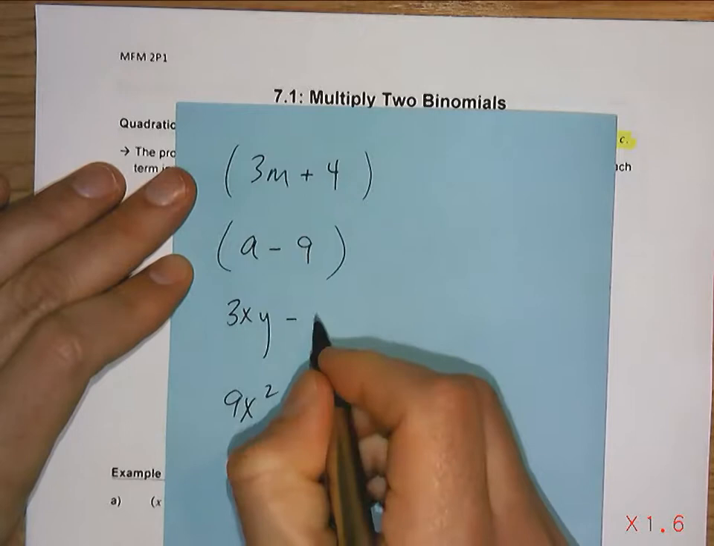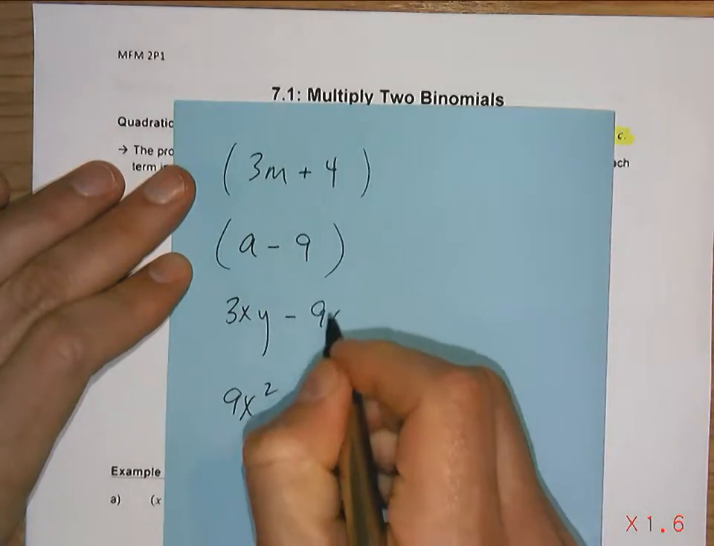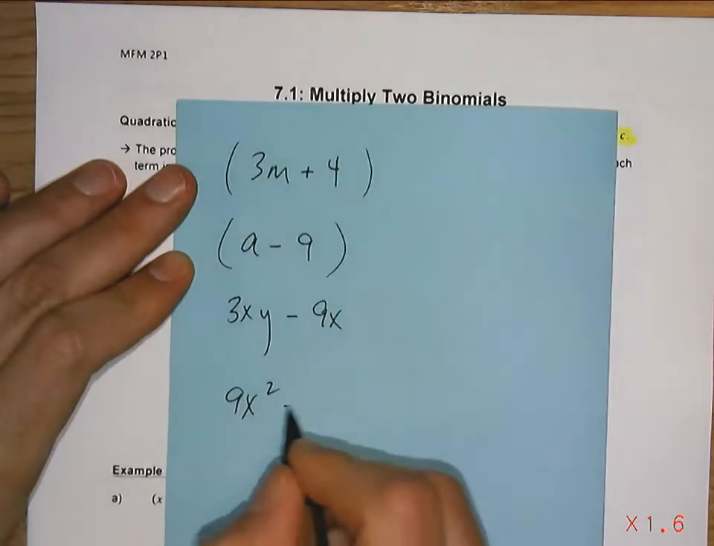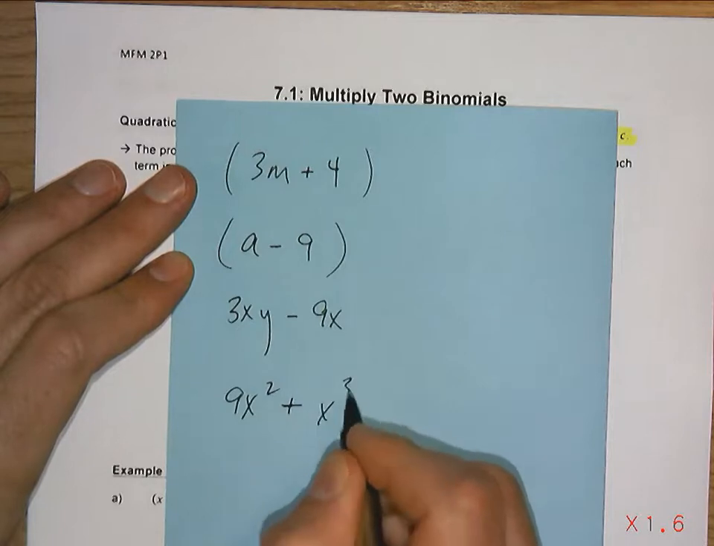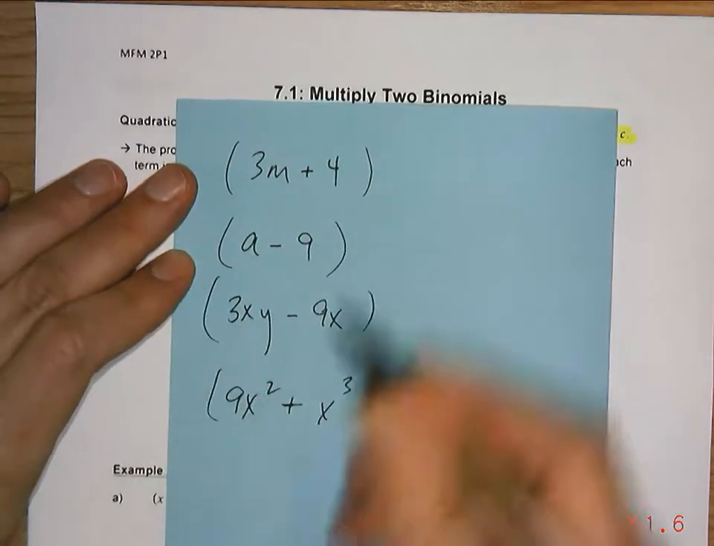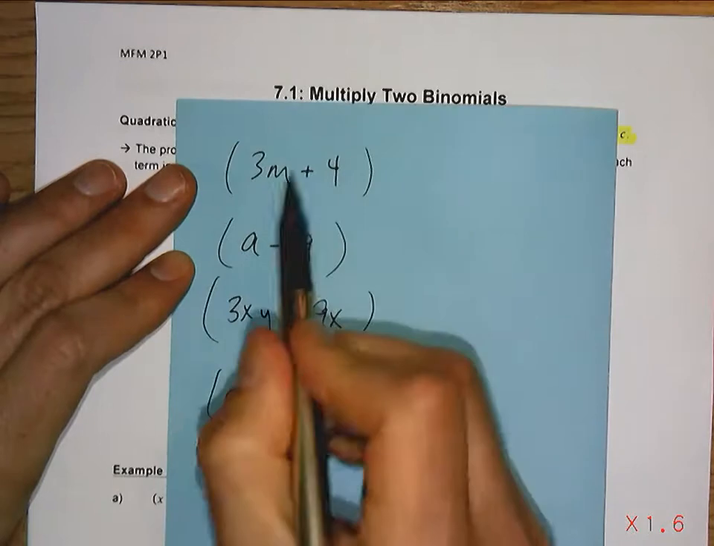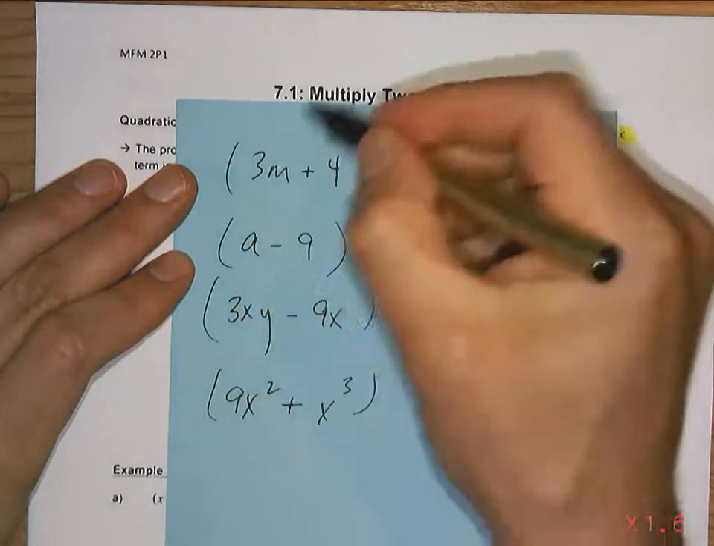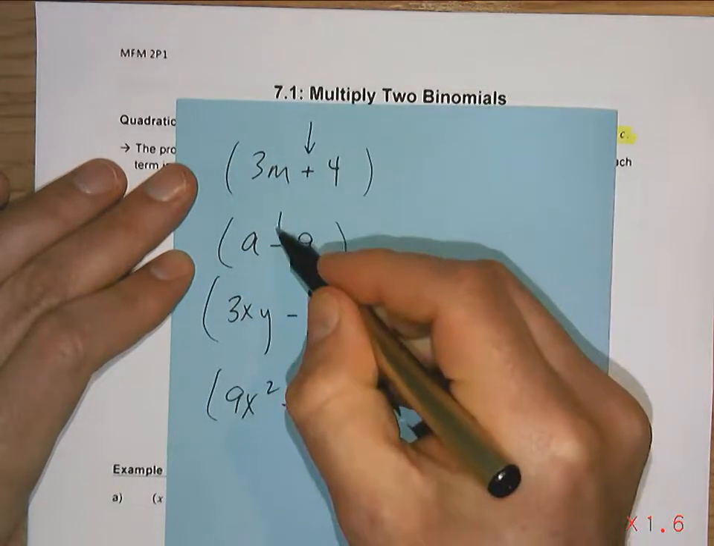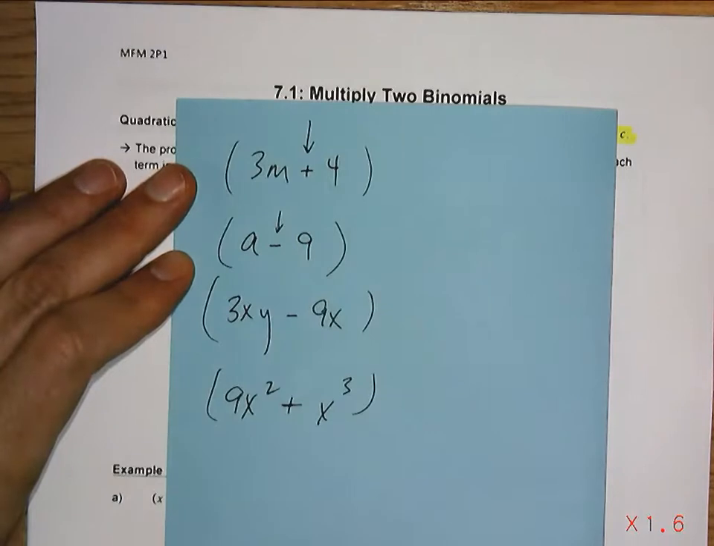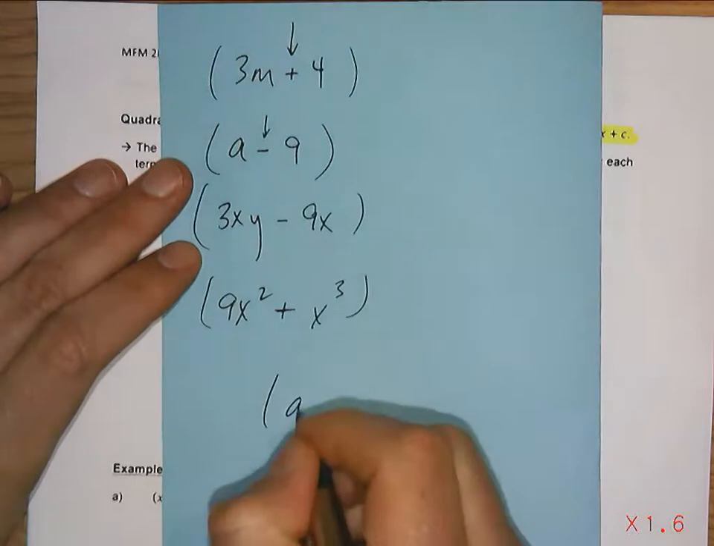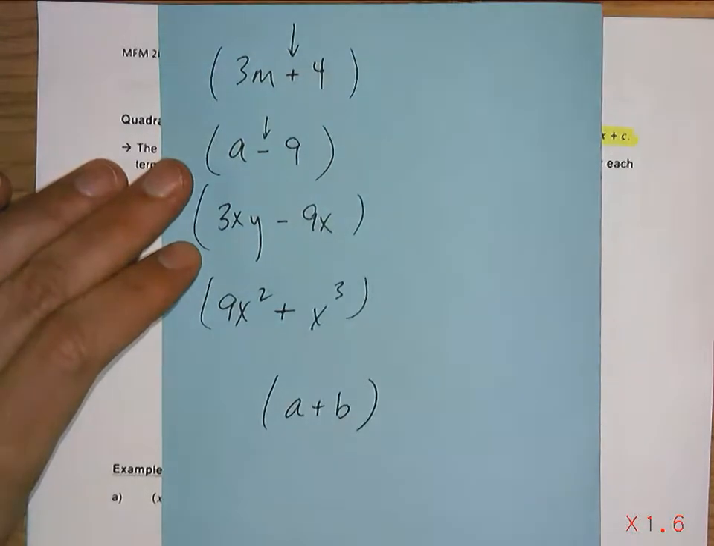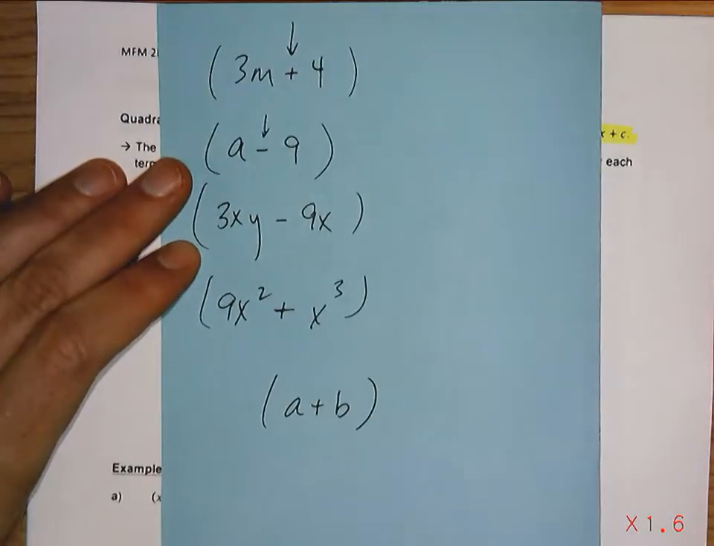So maybe this one could be minus 9x, or maybe this one is plus, I did plus x cubed. And again, we've made binomials out of these by taking a monomial and a monomial and separating them with an addition or a subtraction. That gives us a binomial. So all of these are binomials. The most general case of a binomial, we just say it's a plus b. Okay, so that's a binomial being added together.